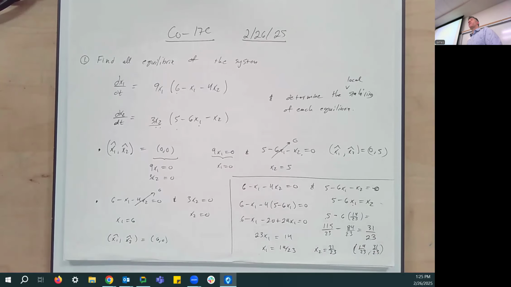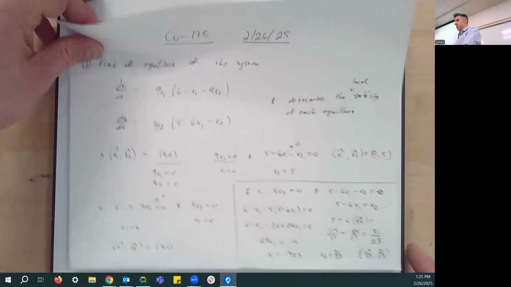And now we're not going to do the linearization, because linearization is kind of unnecessary. We're going to classify the local stability of each equilibrium by finding the Jacobian and then plugging in each critical point of the Jacobian and then looking at the trace and the determinant to see if it's stable or not. Okay, so let's go ahead and do it.